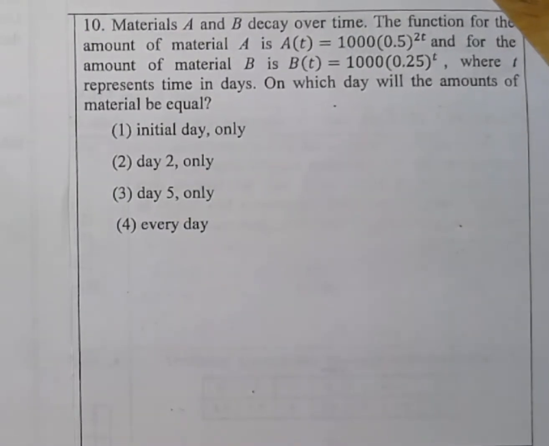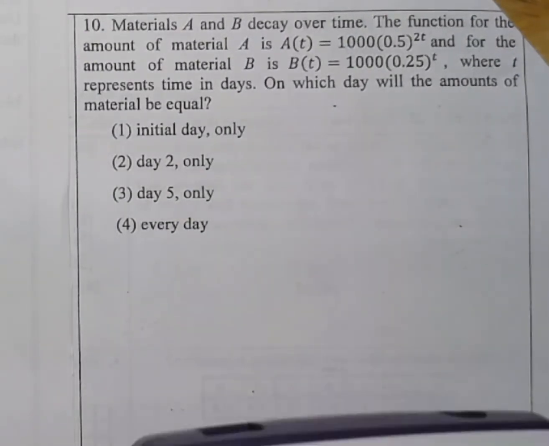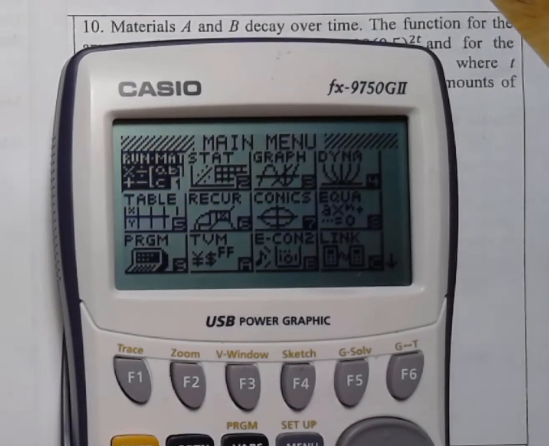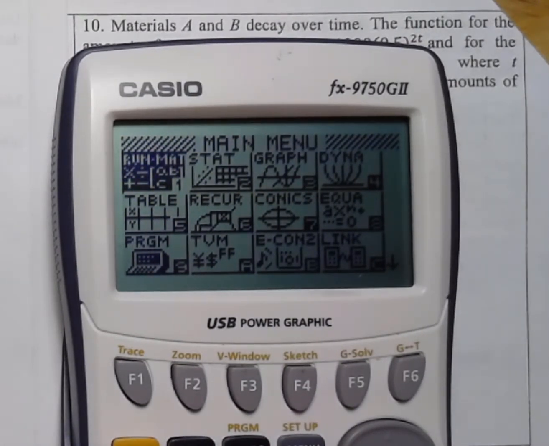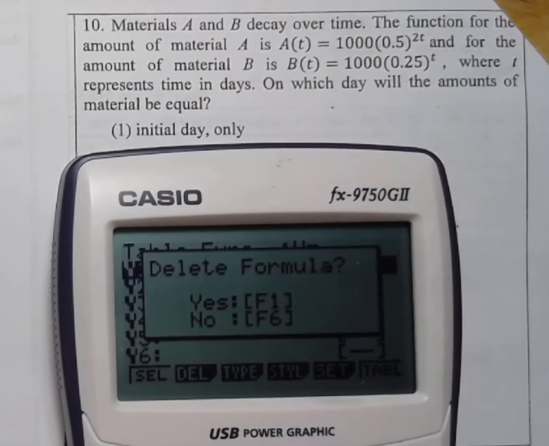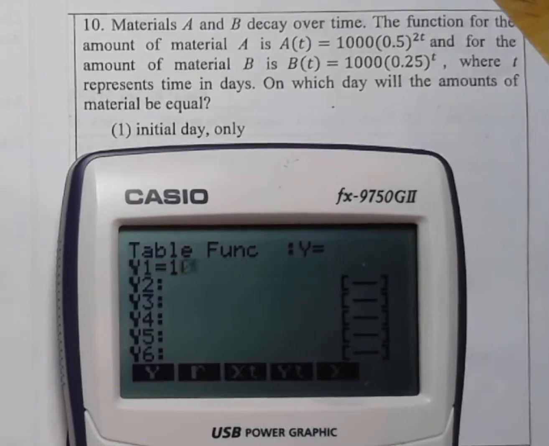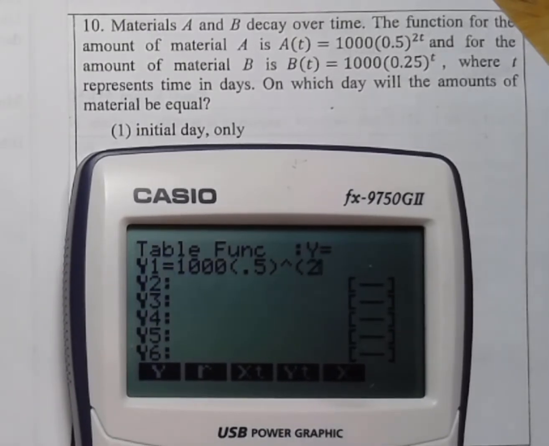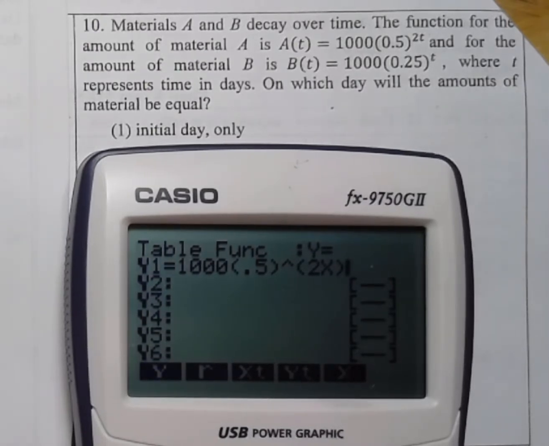Okay, so we can go to our calculator, and what we should do is look at the table. So I'm going to go to the table function, and we're going to enter in the equations. For the first equation, we have 1000 times the quantity of 0.5 raised to the power of 2, and we can't really put in the t, so we're going to put in 2x. I'm going to put it inside parentheses, so it's being raised to 2x, not raised to the power of 2 and then multiplied by x. That's for my first function.